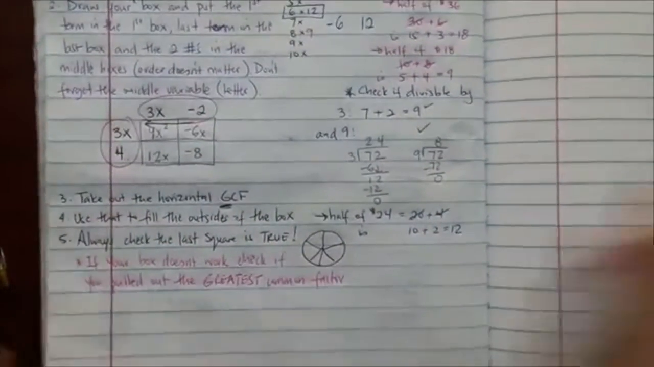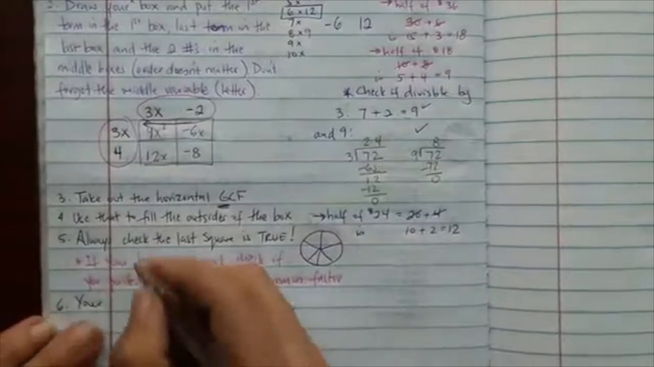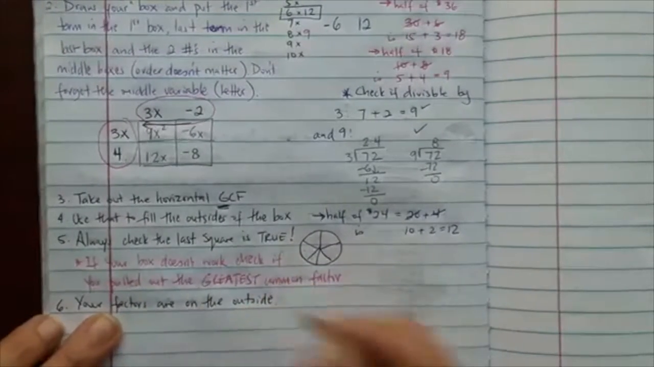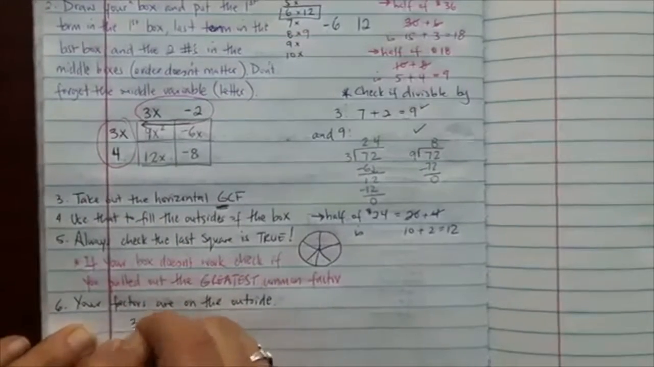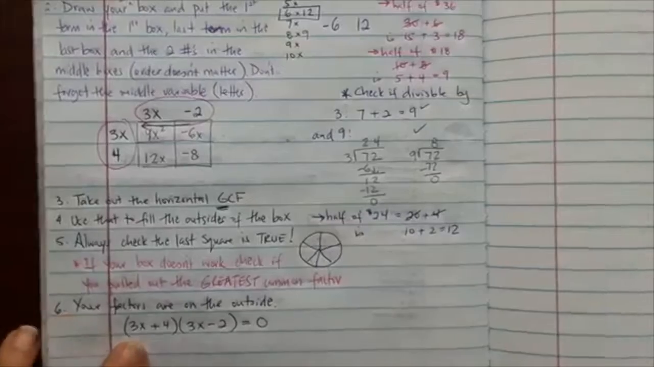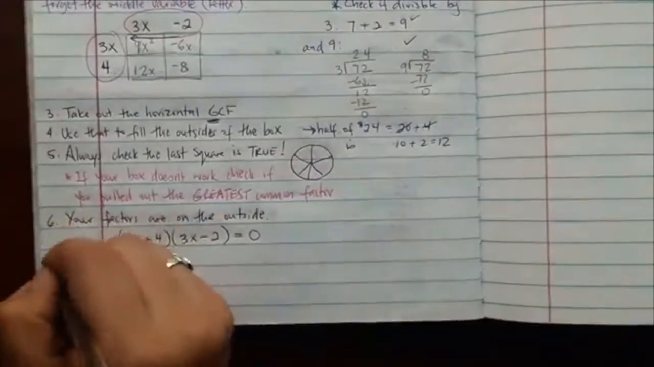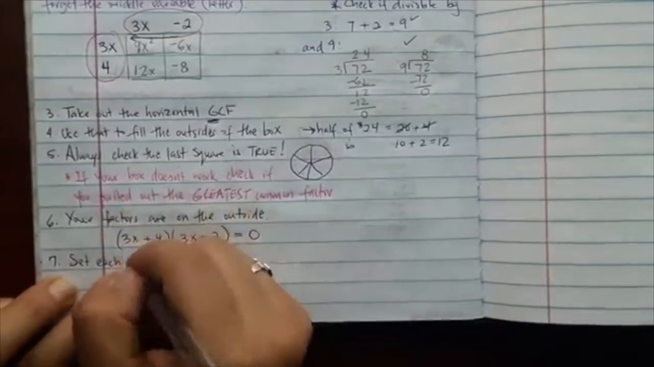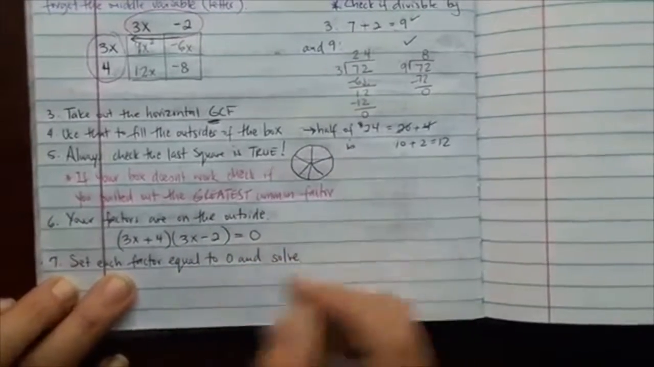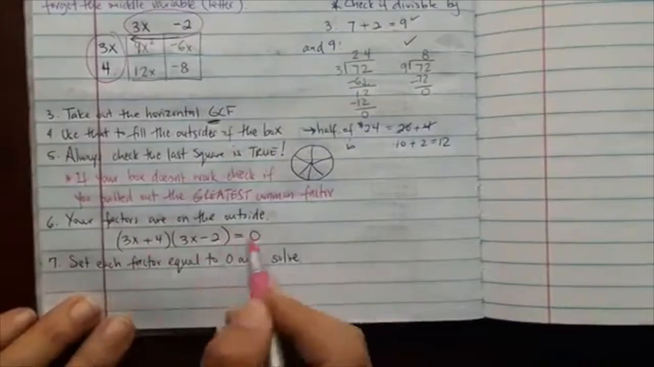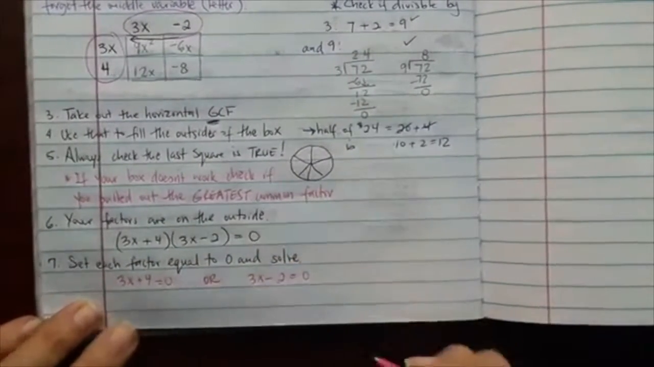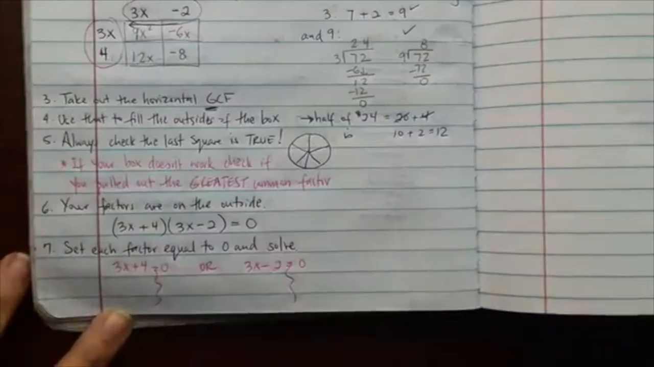All right, number 6, your factors are on the outside, so what I just circled. So you just put them in parentheses. So 3x plus 4 in parentheses and 3x minus 2 in parentheses equals 0. Once you have it like this, you're going to set each factor equal to 0 and solve. So you're going to do 3x plus 4 equals 0 and 3x minus 2 equals 0. And then draw a river and solve.